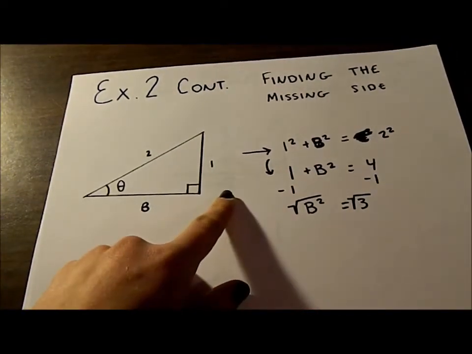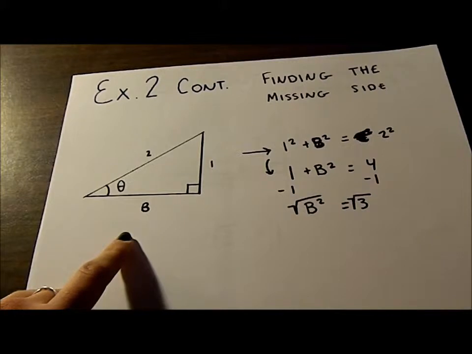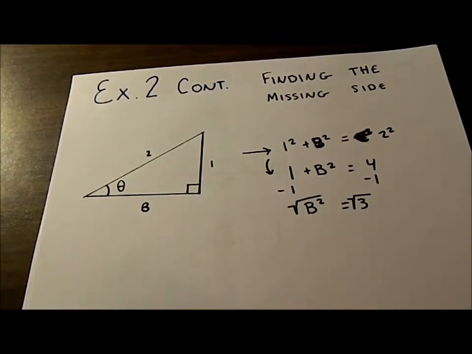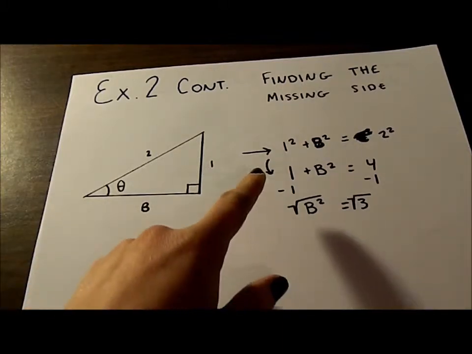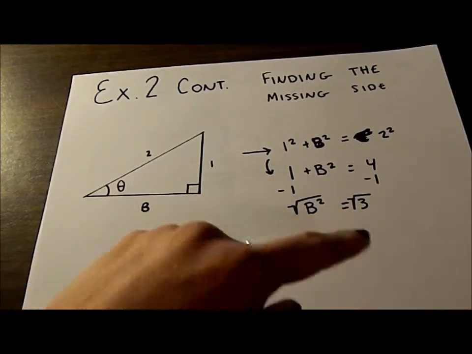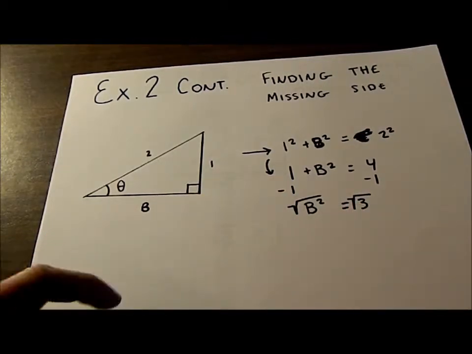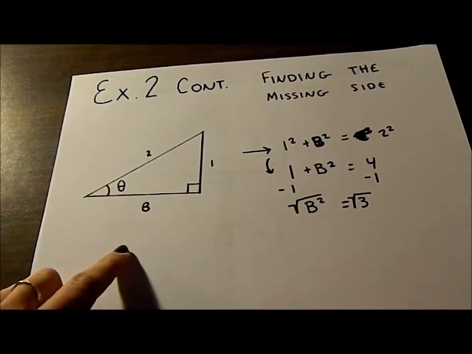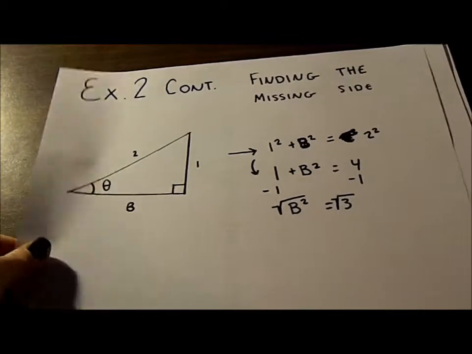So we have 1 squared, the missing side will represent b, and we set that all equal to 2 squared. It's the Pythagorean theorem, so we're going to eventually end up with 1 plus b squared equals 4, and we need to subtract the 1 from both sides, and that is b squared equals 3, and I took the square root of each of them, so b is going to equal the square root of 3.